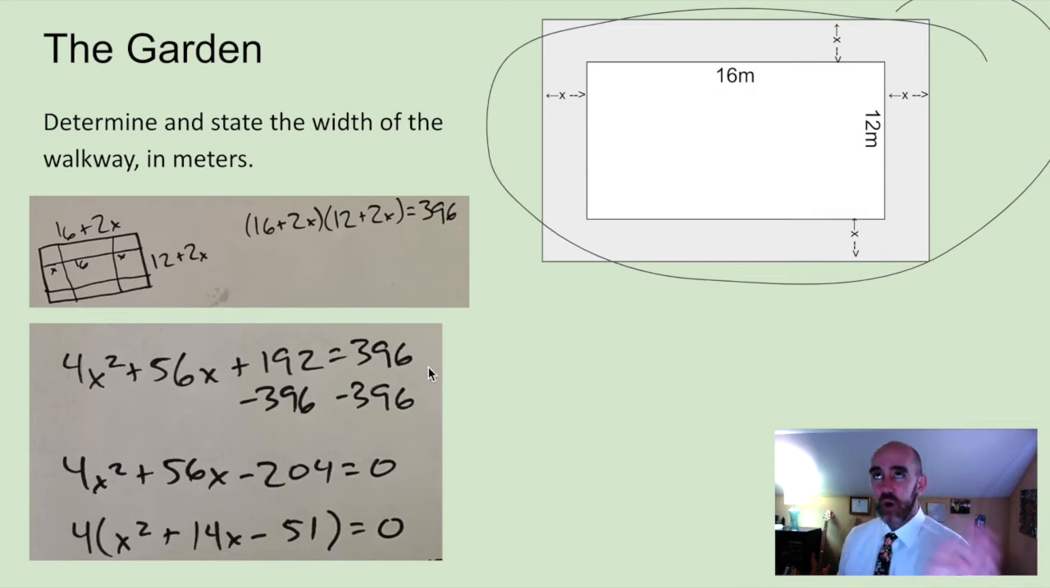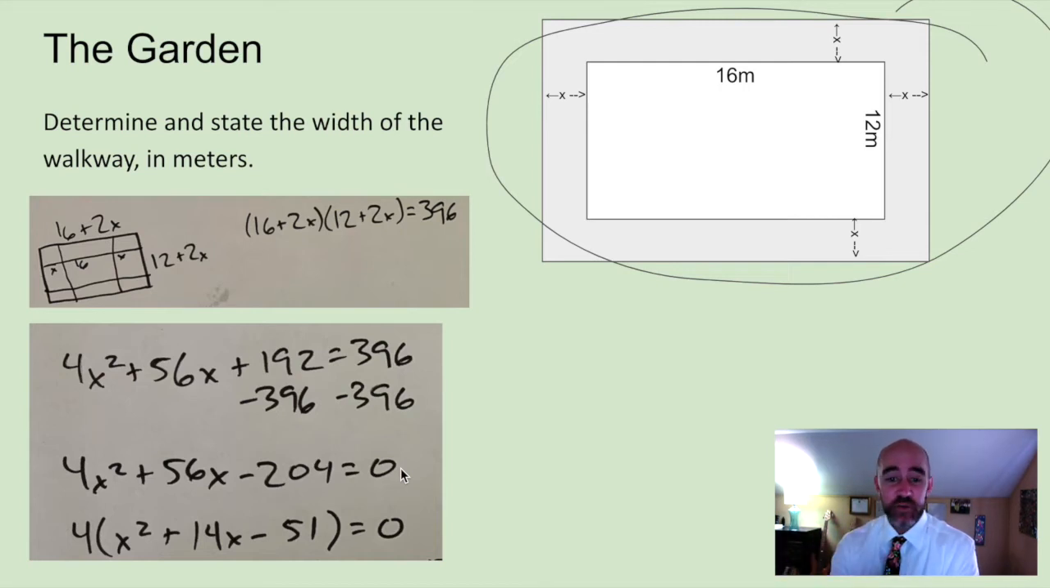Now we know we want to get the right side equal to 0. So how do we do that? We'll use inverse operations. So we subtract 396 from both sides. From there, we get 4x squared plus 56x minus 204 equals 0. I'm going to start to factor that, and you're going to finish. So I factored out a 4, and I got 4 times x squared plus 14x minus 51.